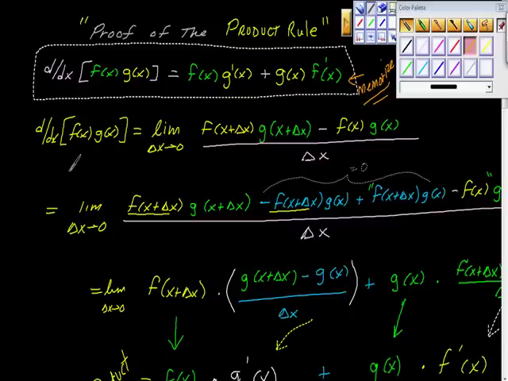So using the limit process, I'm suggesting to you that the derivative of f of x times g of x is the same as the limit as change in x approaches 0 of f of x plus change of x times g of x plus change in x minus f of x times g of x all over change in x. And how did I get that? This is just the limit process here. So limit process, and you should be pretty good at this.